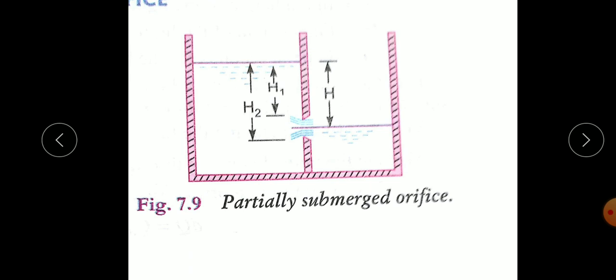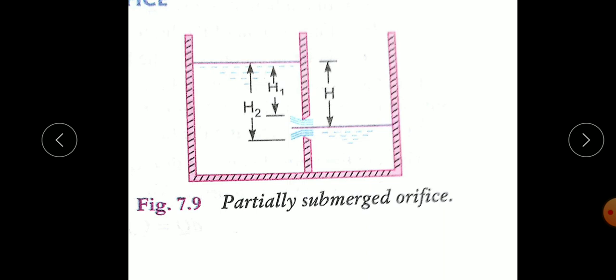Now consider the partially submerged orifice. Partially submerged means the bottom part of the orifice is submerged inside the liquid and the upper part of the orifice is freely discharging. Again h1 is the depth from the free surface of the liquid to the top edge of the orifice, h2 is from the free surface to the bottom edge, and h is the liquid level difference between the two tanks.